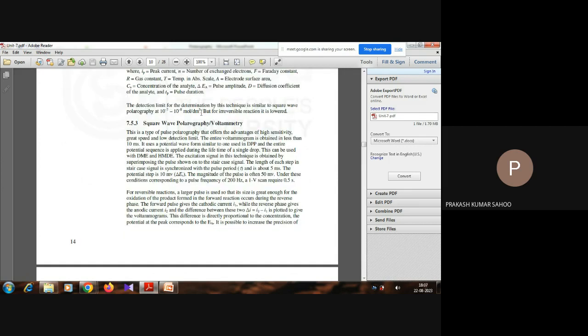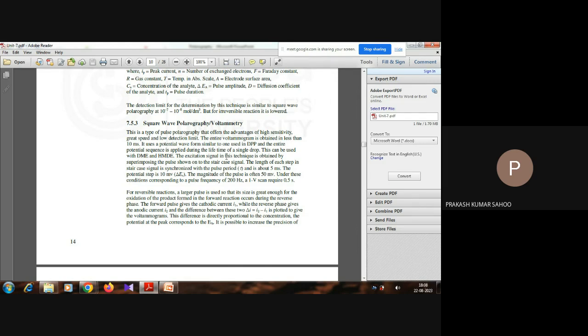Then we have the last line: the detection limit for the determination by this technique is similar to square wave polarography, at 10 to the power minus 7 to 10 to the power minus 8 mole per liter, but for an irreversible reaction it is lower. So the detection limit for this technique, that is differential pulse polarography, is similar to square wave polarography.